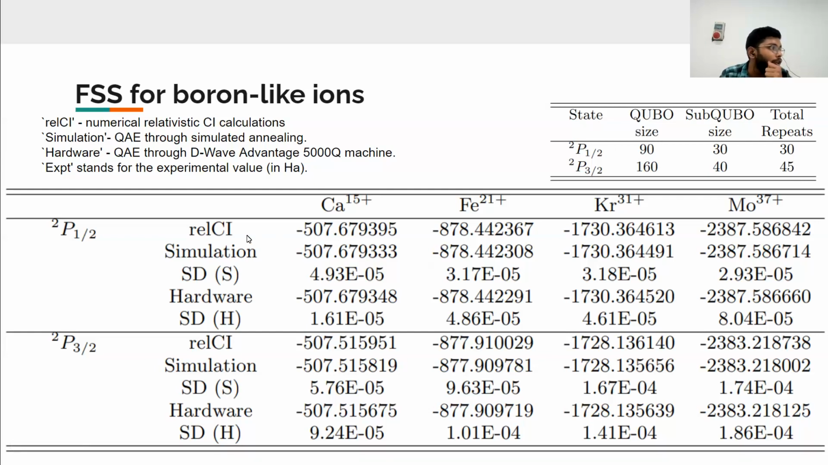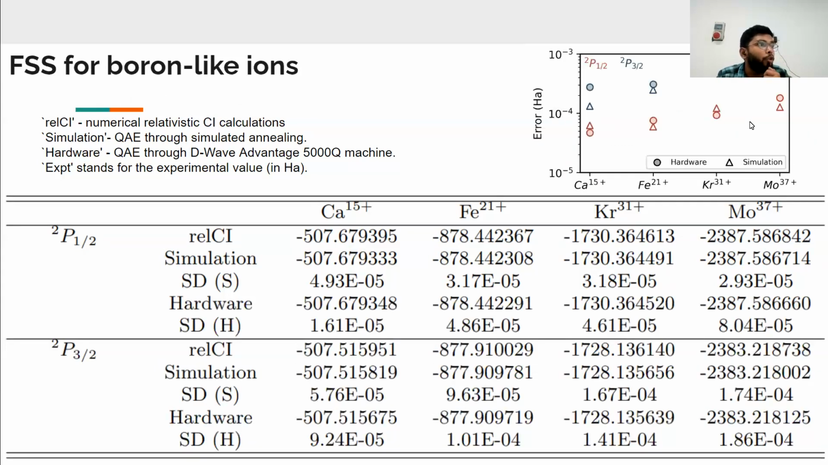And the accuracy, if you would just check: RelCI means the results that we get from classical computations, and simulation is basically performing QA using simulated annealing. SD is the standard deviation from performing these simulations for 5 different jobs, and SD in hardware is the result from doing QA on the actual D-Wave Advantage 5000-qubit machines. As you can see, the agreement with RelCI is quite good, to the 10 to the power minus 3 or minus 4 level.